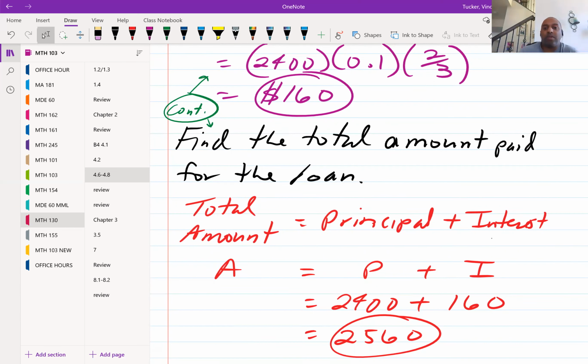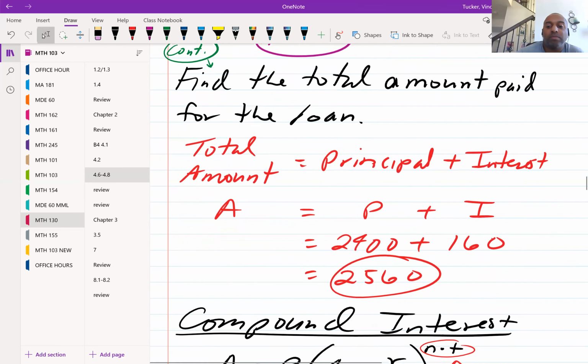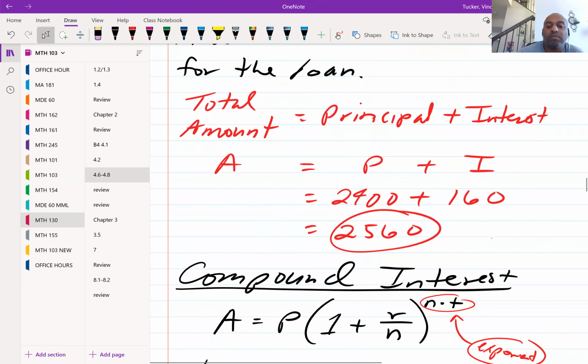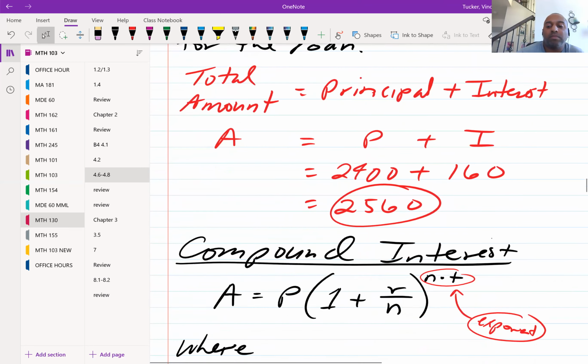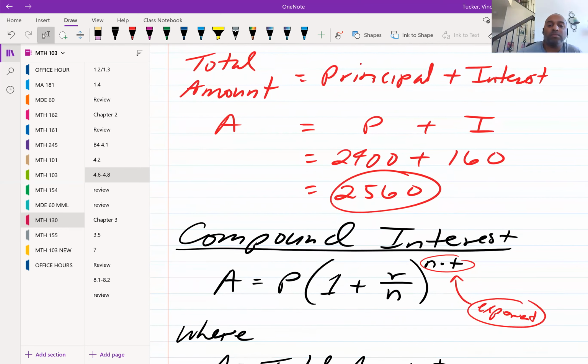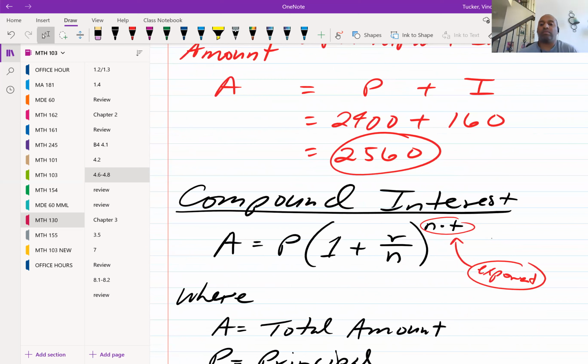All right, are we good to go up? All right.